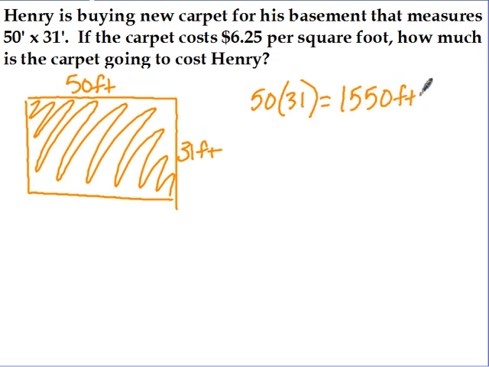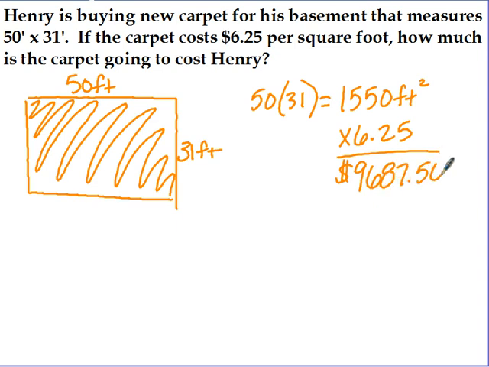Now this time the carpet costs $6.25 per square foot. So I don't have to figure out how many cans of paint or anything like I did last time. I'm just going to take this square footage times $6.25. And that gives me a total of $9,687.50. That's expensive carpet. But that's a big basement too. 50 by 31, that's a really big basement.